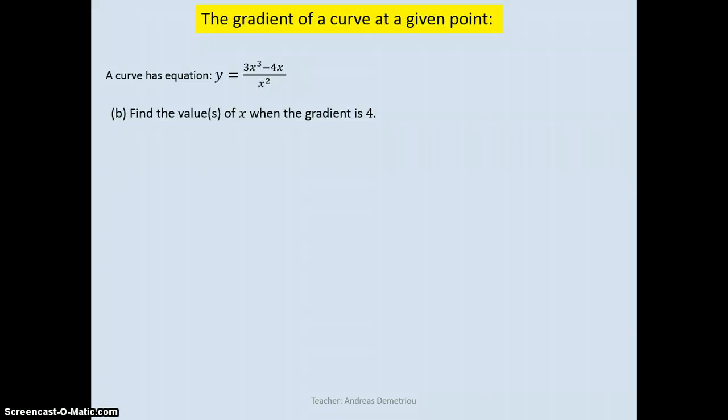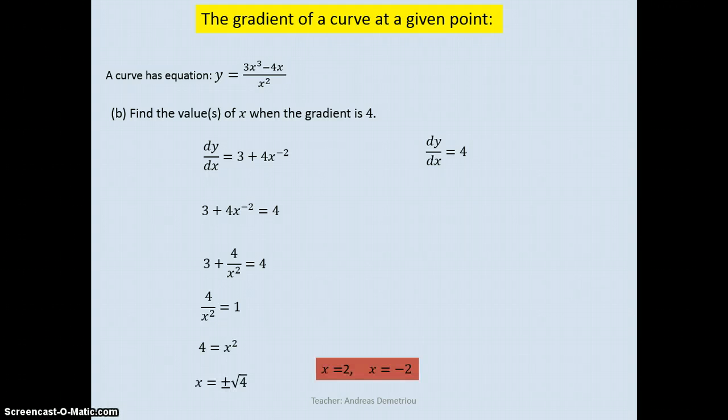We want to find the values of x when the gradient is equal to 4. That means that dy dx is equal to 4. dy dx has this form. Bring the x squared to the denominator. So now try to solve for x. We bring 3 to the other side by subtracting 3 on both sides. And the square root of 4, plus or minus, and we get two values, x equal to 2 and x equal to minus 2.